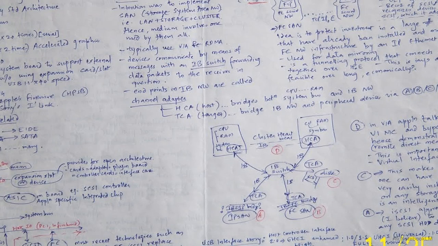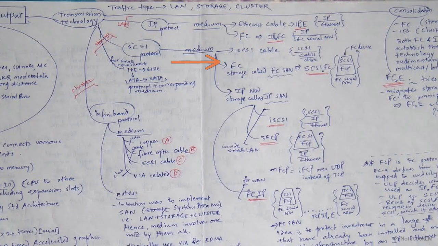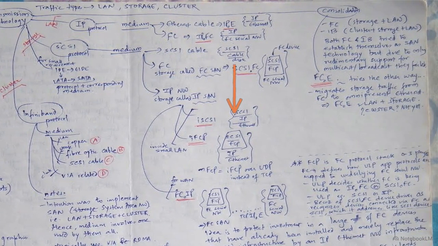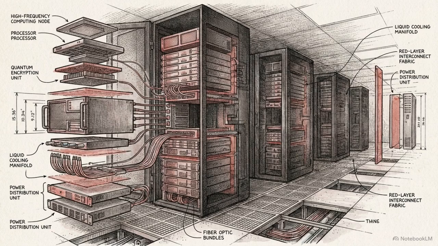Fiber channel requires specialized, expensive hardware, so an alternative emerged, iSCSI. This takes that exact same SCSI storage protocol and wraps it inside standard TCP/IP network packets over common Ethernet. The advantage here is strict cost efficiency.